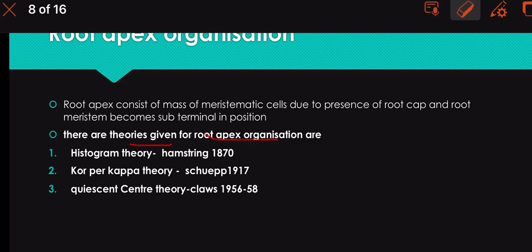Quiescent center theory given by Clowes. According to this theory, the root apex consists of an inverted cup-like region of the quiescent center. The cells of this region have low amounts of RNA, DNA, and protein and have low dividing activity. These are reserve meristem.